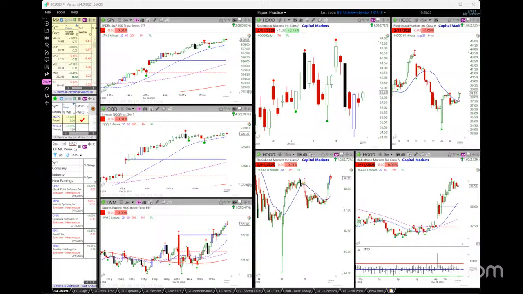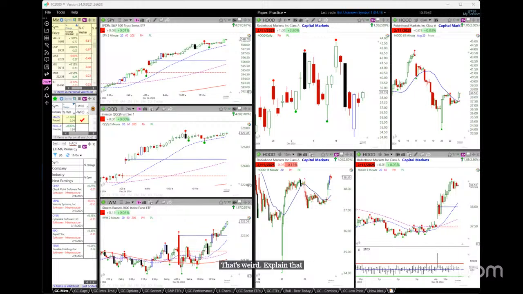Wow, VIX just popped here almost 90 cents for some reason. Look at this. That's weird. That's weird.